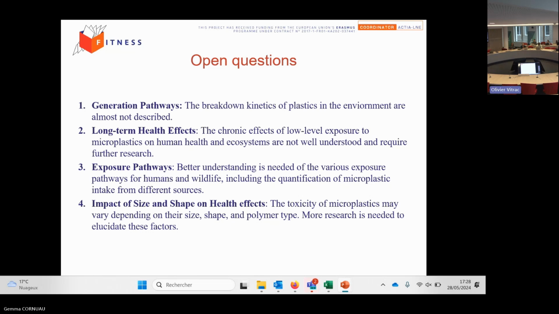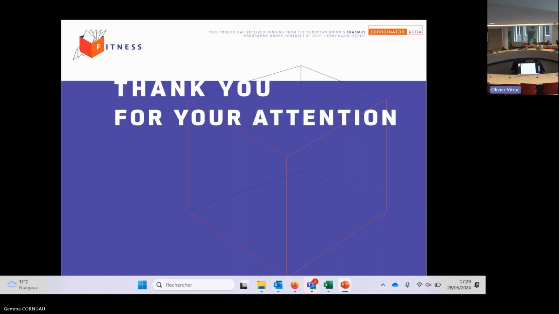The exposure pathways also are not well understood. It is not completely clear how a microplastic could eventually reach a placenta, whereas it was already shown in human placentas, but how it goes there is not very easy to understand. And then, of course, the impact of size and shape on the health effects. The toxicity of the microplastics could depend on this, but more research is needed to elucidate these factors. So this was just an opening around the question, and now I hand over to Horst-Christian.